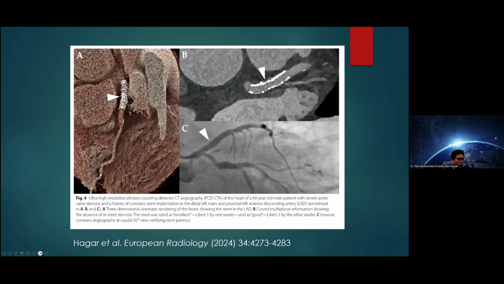These are images obtained from photon counting CT. As you can see, the 3D image of the photon counting CT is absolutely wonderful. And this is the CT multiplanar images showing a patent stent, with no areas of thrombus inside, confirmed by coronary angiogram verifying the stent patency.